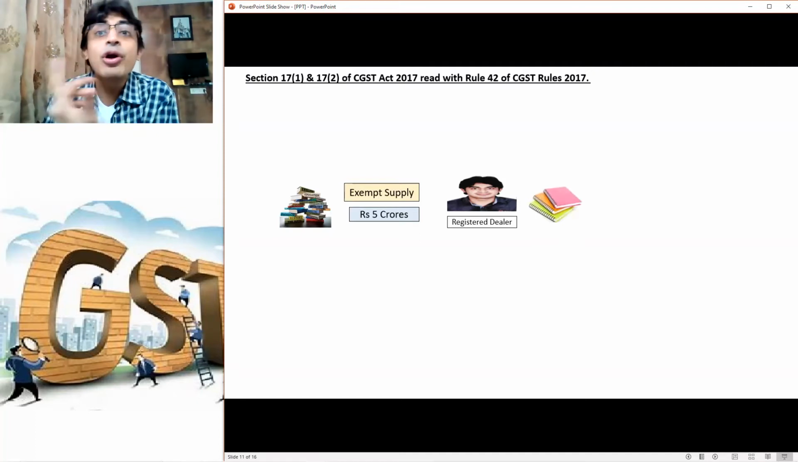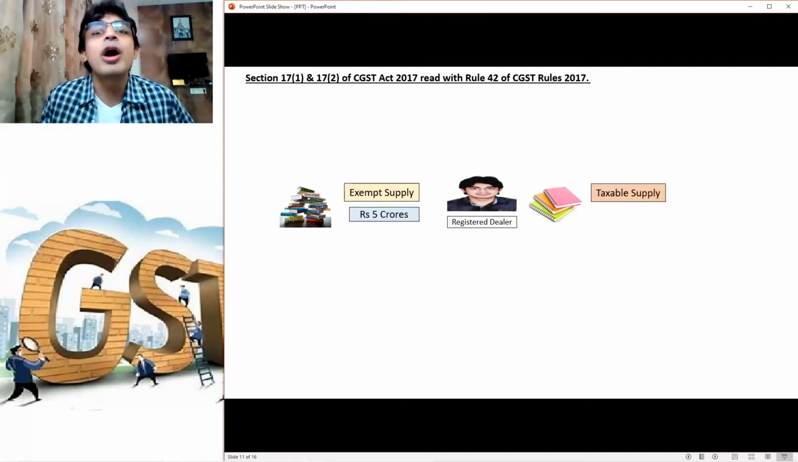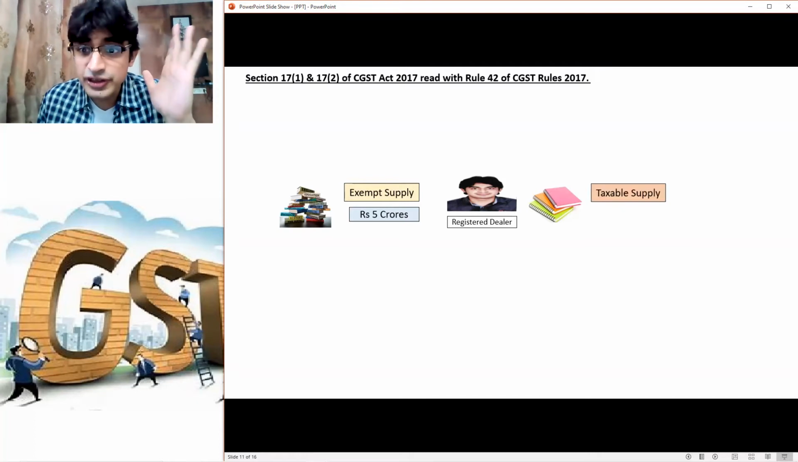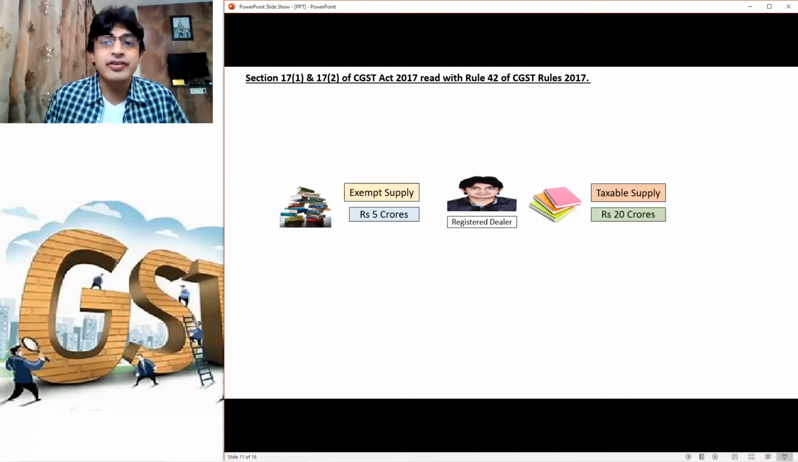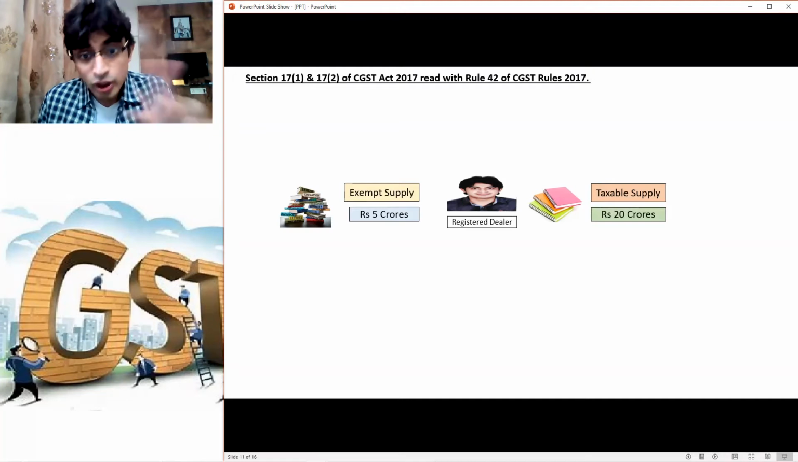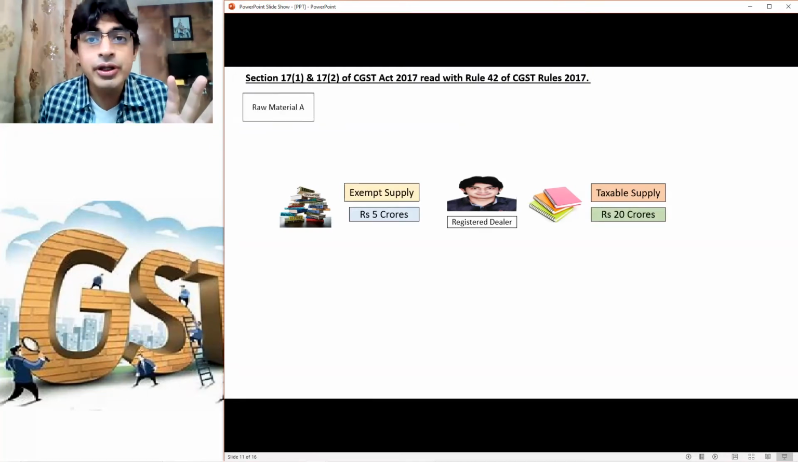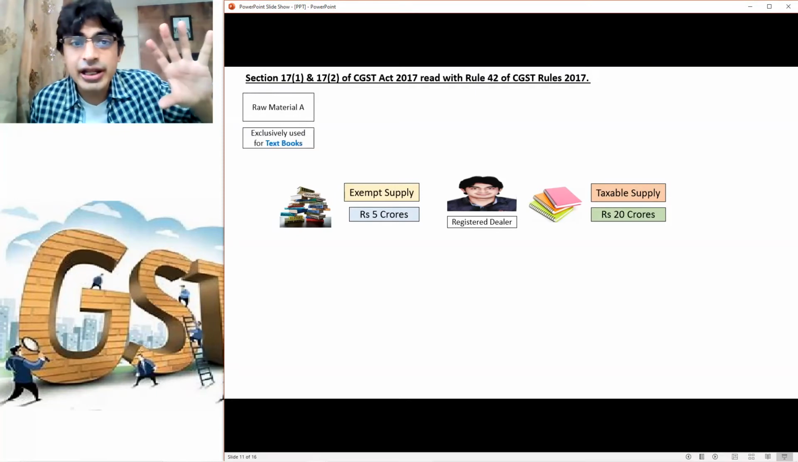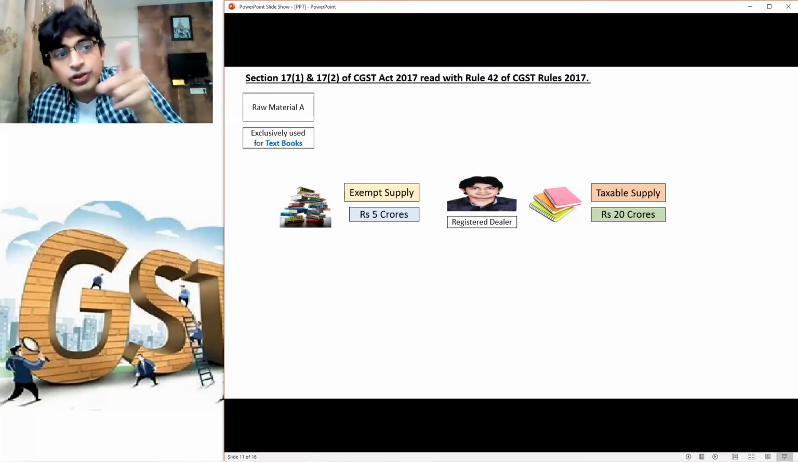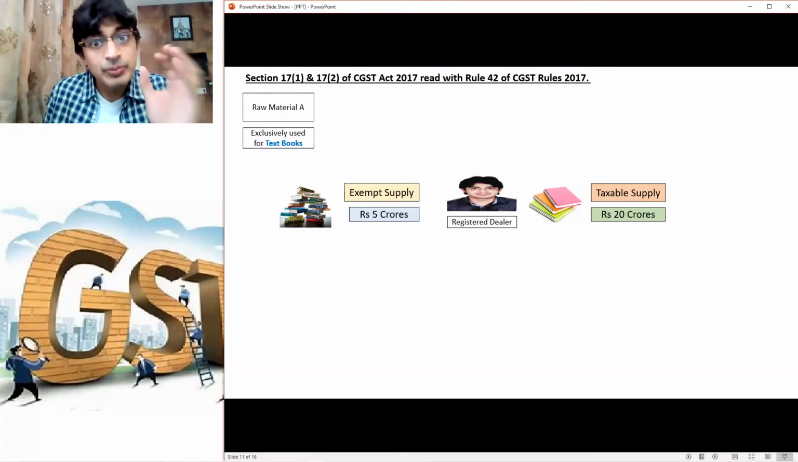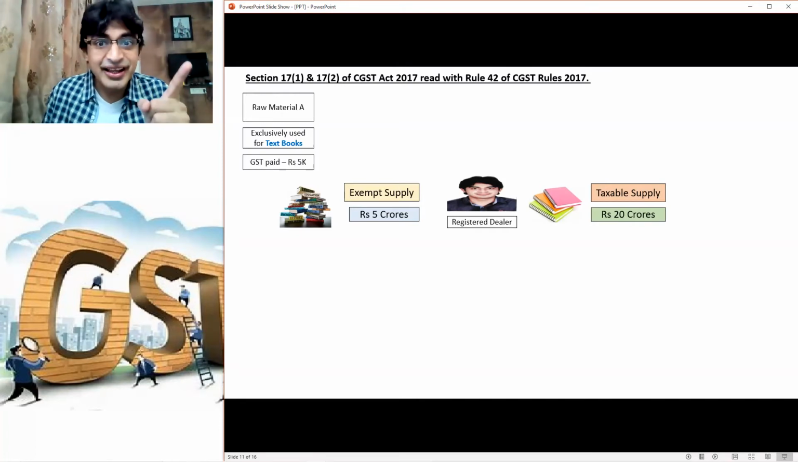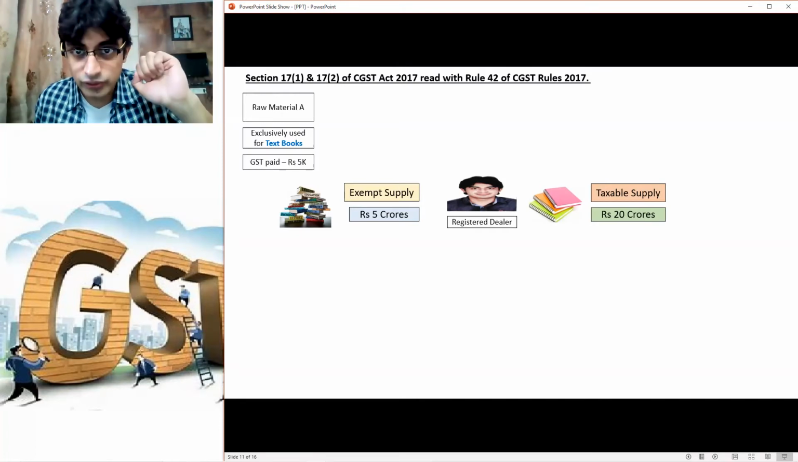And now I'm also selling notebooks. Now, notebooks is not exempt. Notebooks is subjected to GST. So it's a taxable supply. That is 20 crores. So my total turnover is 25 crores. Clear? Now what happened? I purchased raw material A. This is used exclusively for textbooks. Means exempt supply. Correct? I paid GST of 5,000.